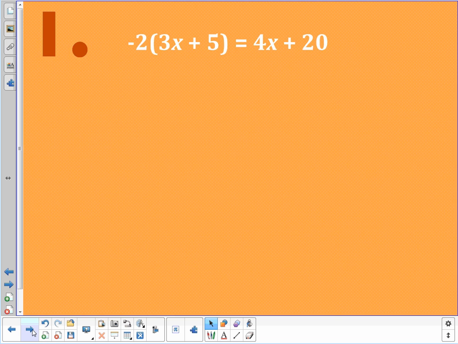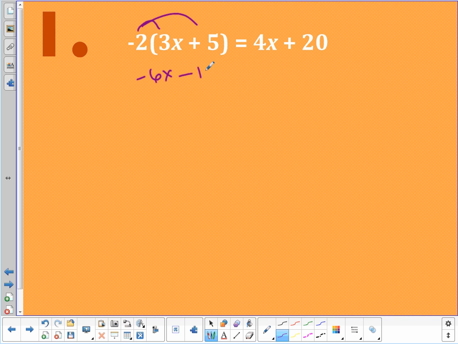So let's do just a few examples of these equations that we were solving yesterday. In number 1, I have -2 times the quantity 3x plus 5 is equal to 4x plus 20. The first thing I want to do is simplify each side. I'm going to start on the left. I see that there's some distribution to take care of. -2 times 3x gives me -6x. -2 times 5 gives me -10. Over here, I haven't changed any of that yet, so 4x plus 20 is what I'm looking at.